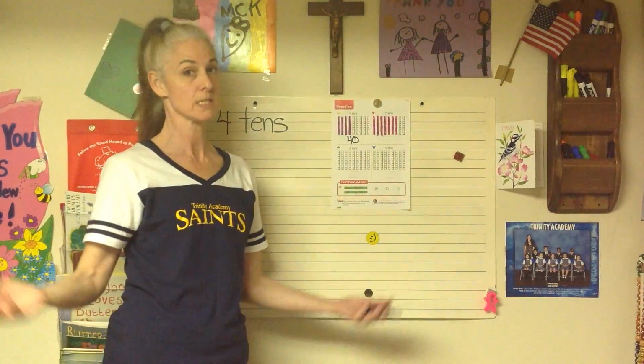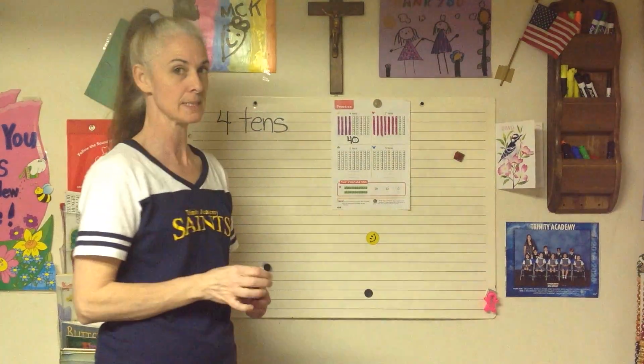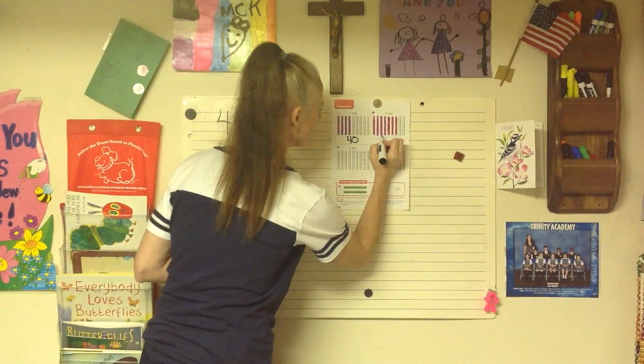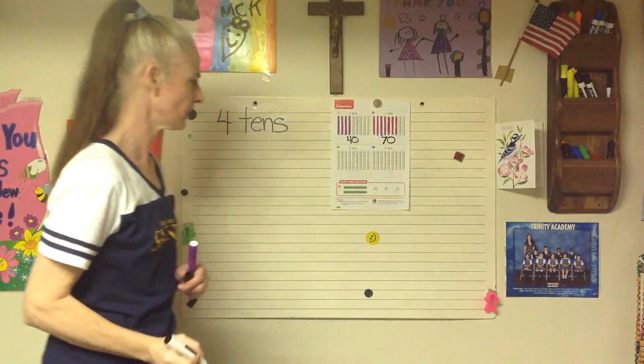Now, how much is 7 tens? We can count by 10. 10, 20, 30, 40, 50, 60, 70. 70. Okay?